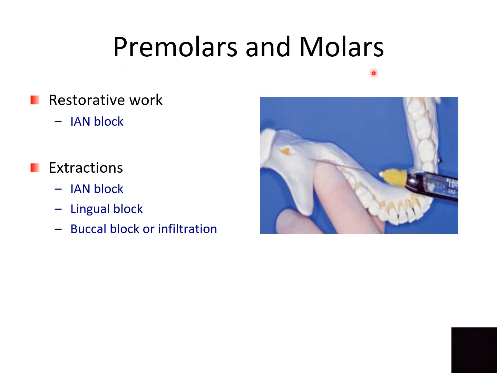Invasive procedures on the premolars and molars in the mandible cannot be accomplished routinely using infiltrations alone, and therefore for restorative work you would require an inferior alveolar nerve block, and for tooth extractions you would require an inferior alveolar nerve block, a lingual nerve block which is achieved simultaneously, and a buccal nerve block or infiltration, and we'll discuss these in a bit more detail now.